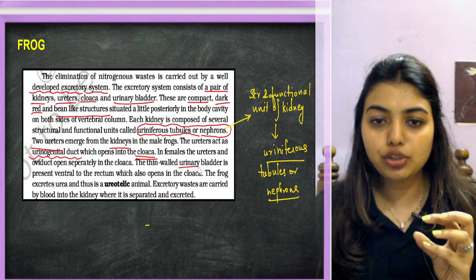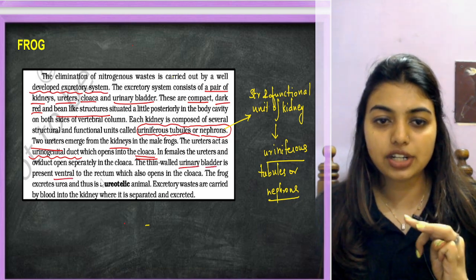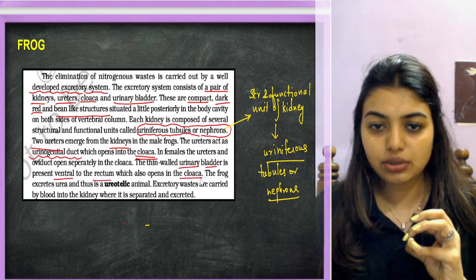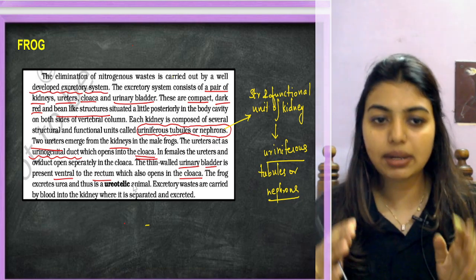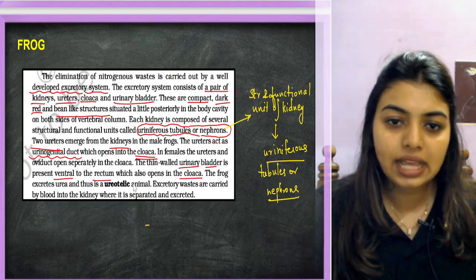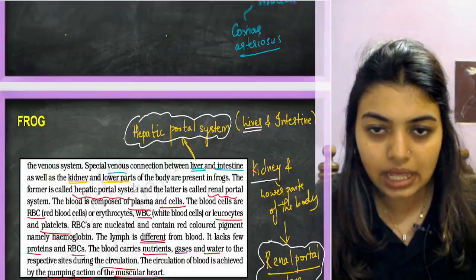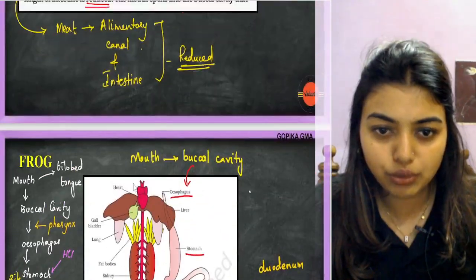A thin walled urinary bladder is present ventral to the rectum, which opens into the cloaca. So there is a thin urinary bladder present on the ventral side. They secrete out urea, so they are called ureotelic organisms.